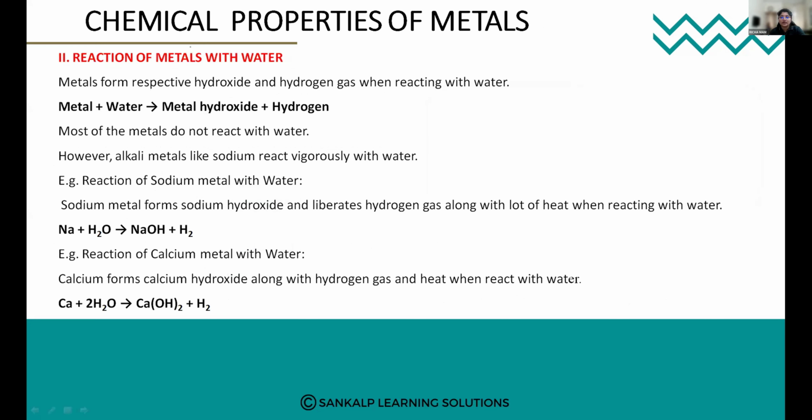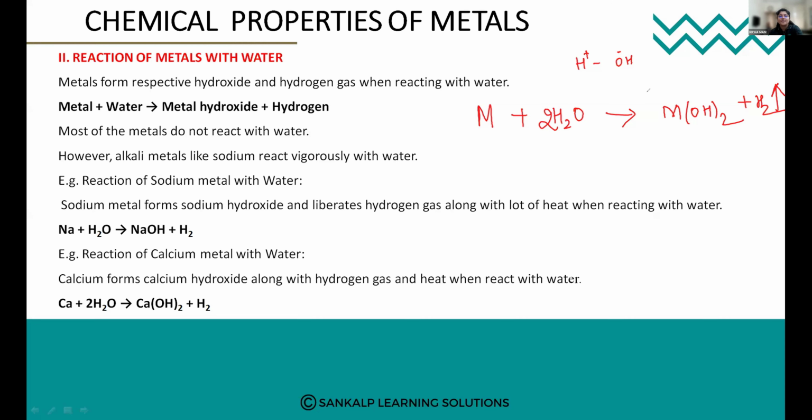Reaction of metals with water. Now a metal is there, and it is reacting with water. What will it form? Water gives H plus and OH minus. So the metal reacts with the OH and forms hydroxide. Metal reacts with water and forms hydroxide, plus H2 gas is liberated. OH twice and H2. So hydrogen gas is liberated, or escapes out.